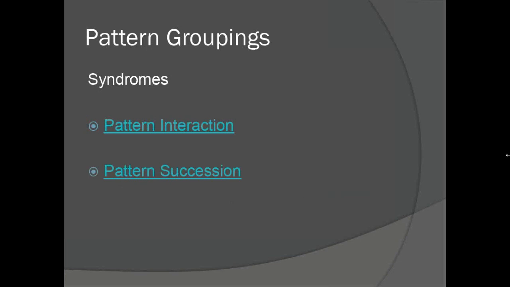In diagnostics, a group of associated symptoms and signs is called a syndrome. Software diagnostics distinguishes pattern groups as pattern interaction and pattern succession. The former covers repeated cases where patterns occur together without any visible causal links, and the latter deals with sets of patterns that have causal links.